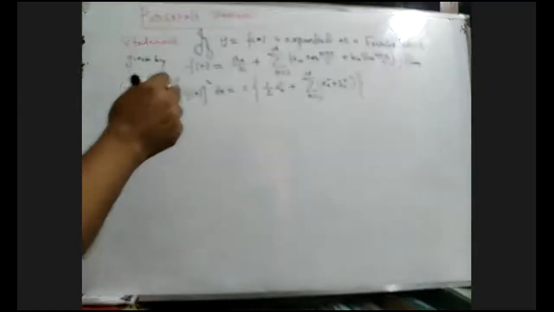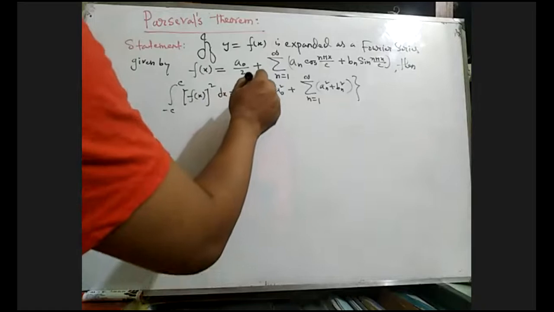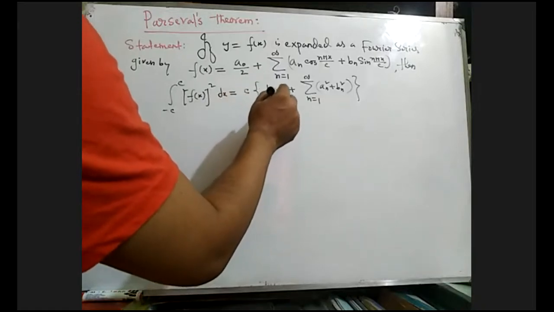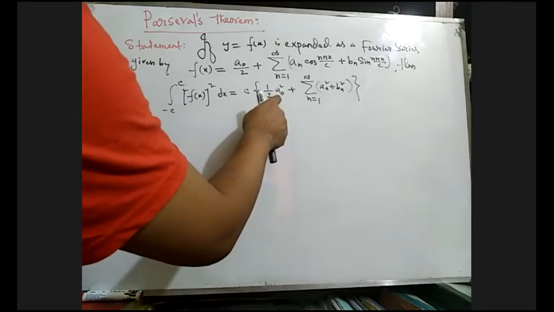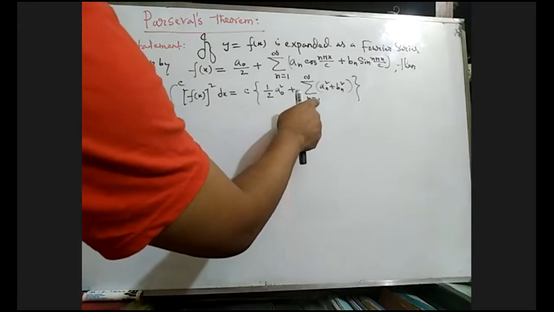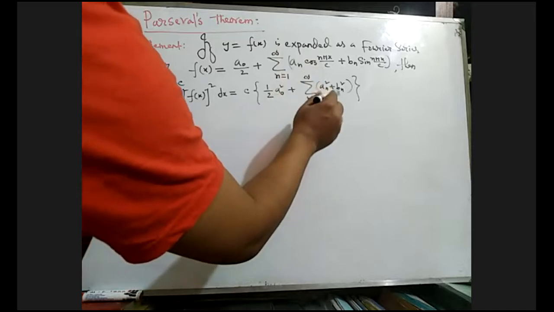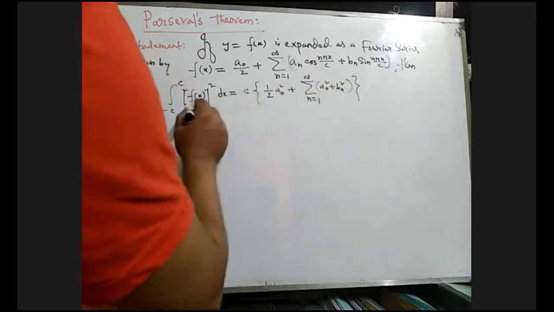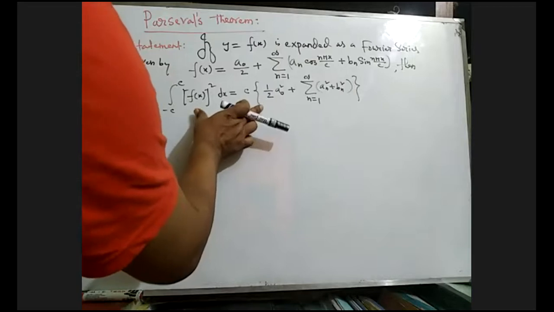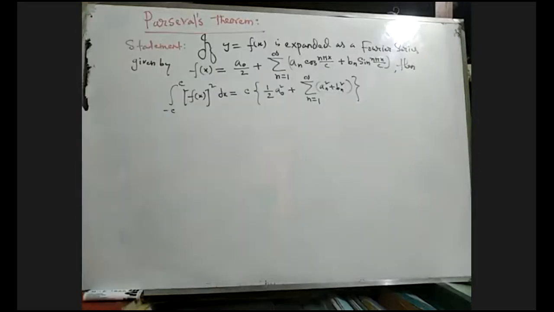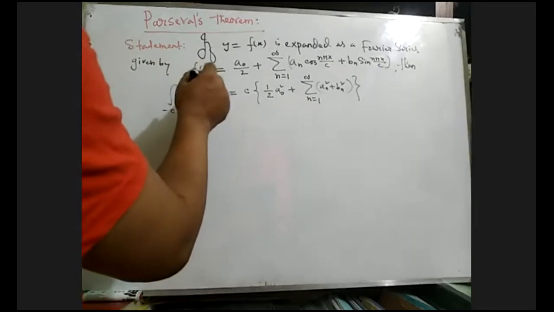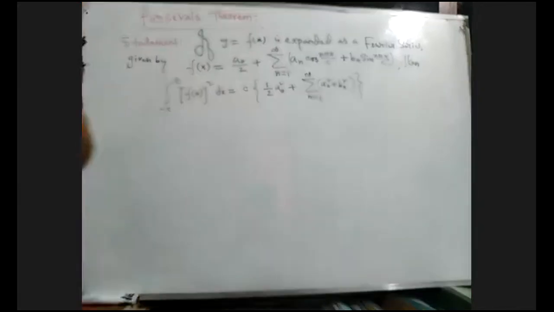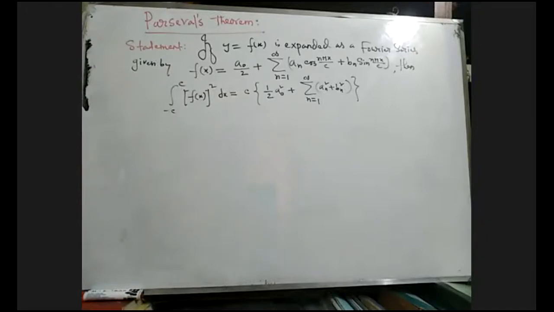c, you must know, is the length of the period, times the second bracket: half a naught square, that means the cos coefficient for n equals 0, plus summation n equals 1 to infinity a n square plus b n square. This is the formula which is called Parseval's formula or Parseval's identity. Now we'll try to prove this identity.